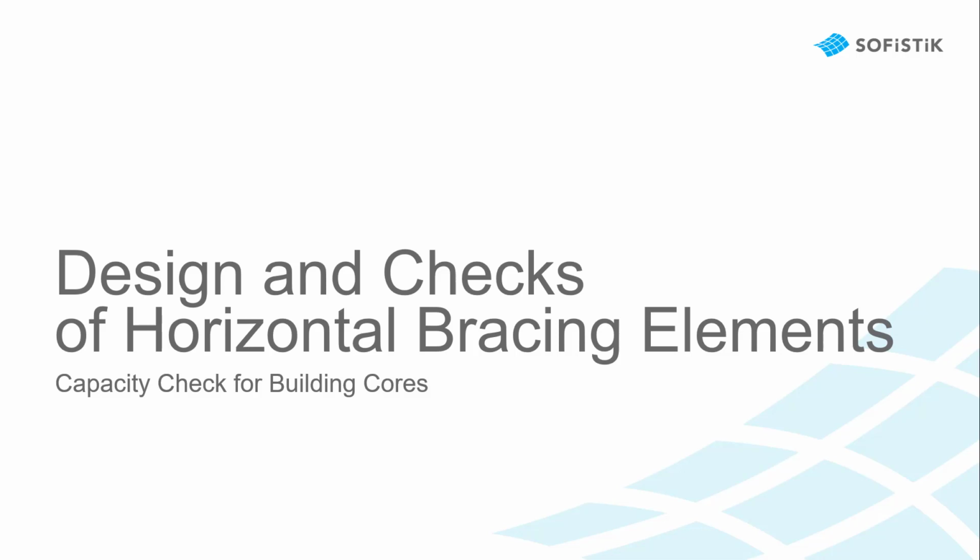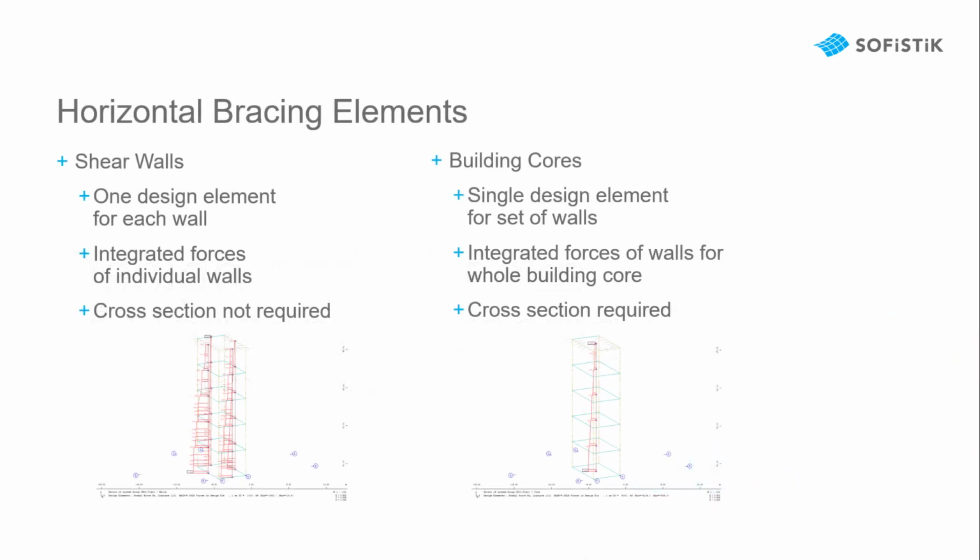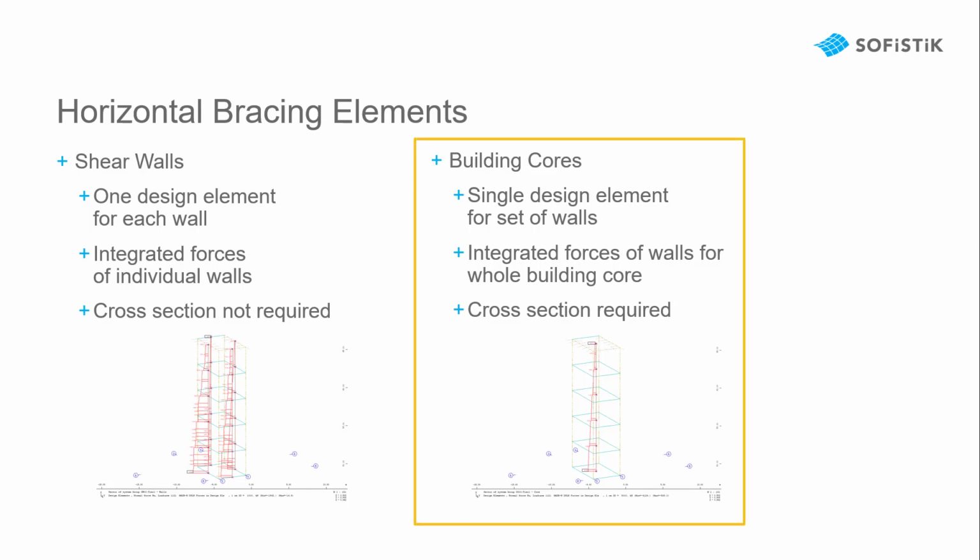Design and checks for horizontal bracing elements. Capacity check for building cores. There are two different horizontal bracing elements to be considered during the design. First, the individual shear walls, and second, the building cores consisting of a set of walls. This video will focus on the capacity check for the building cores.